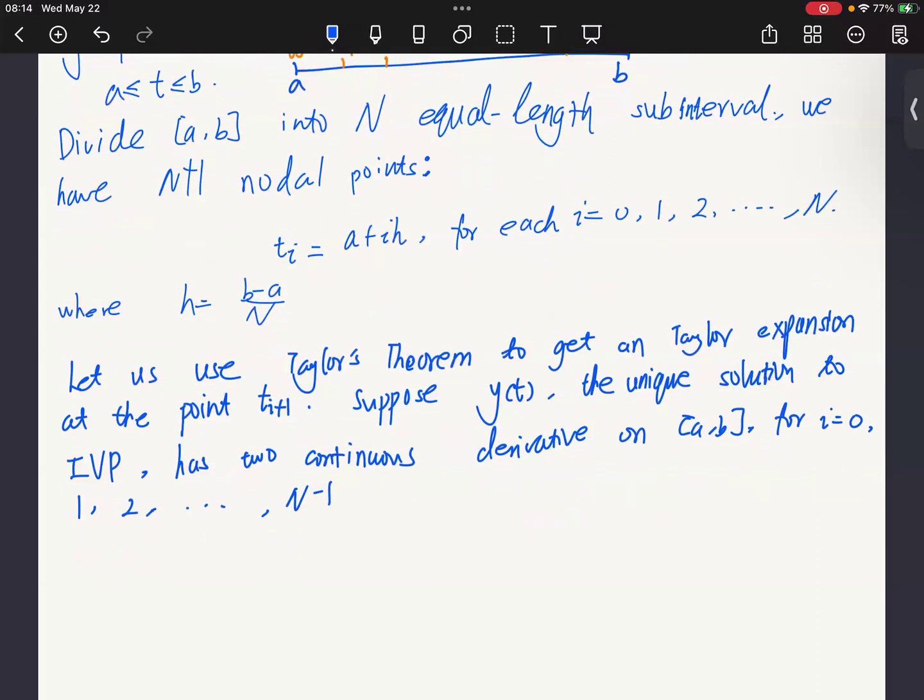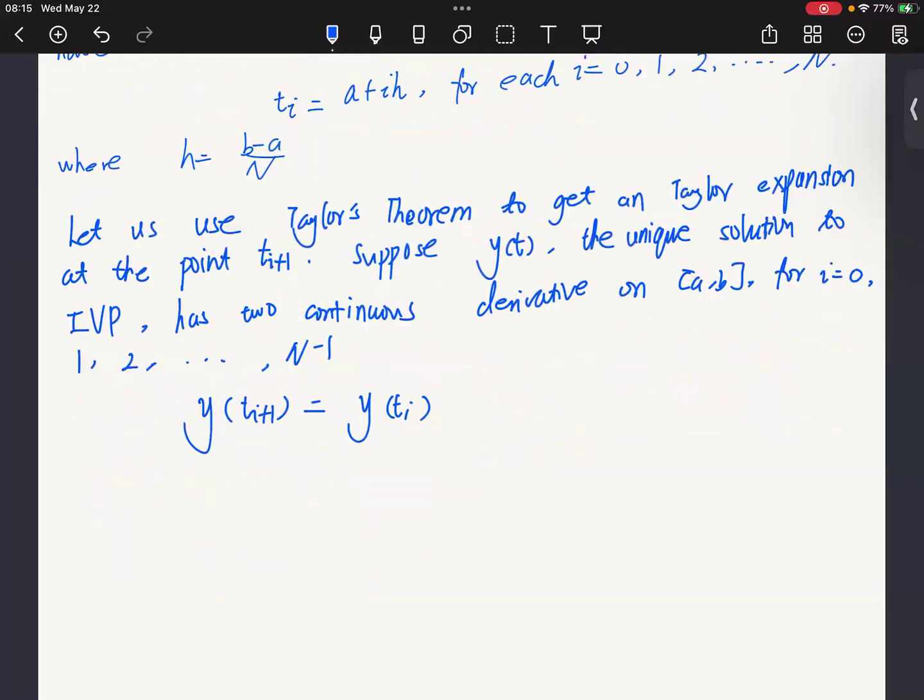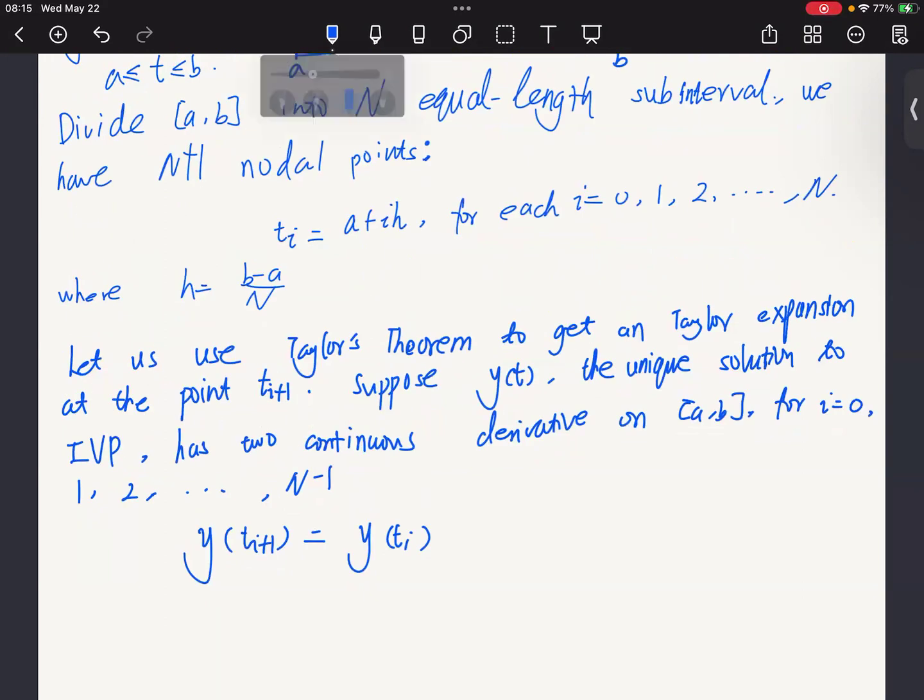And we are going to get y(t_{i+1}) on the left-hand side. And on the right-hand side, we are doing the Taylor expansions around the point t_i, so y(t_i). Before I write down the whole Taylor expansion, I would like to remind you of Taylor's theorem, in case you forget.